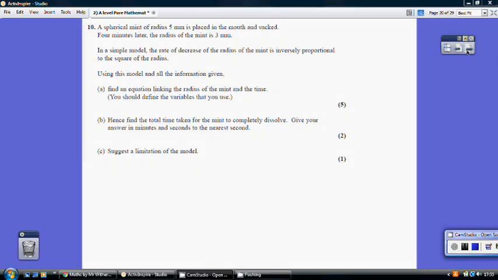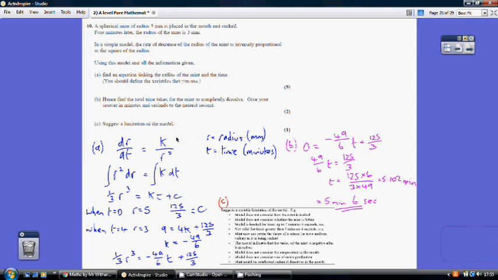10 part A. So we're told in this simple model the rate of decrease of the radius, so dr/dt, is inversely proportional to the square of the radius. So this equals k over r squared.